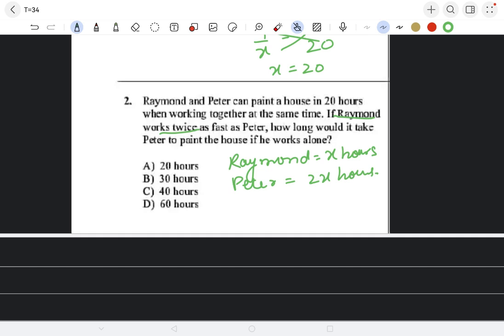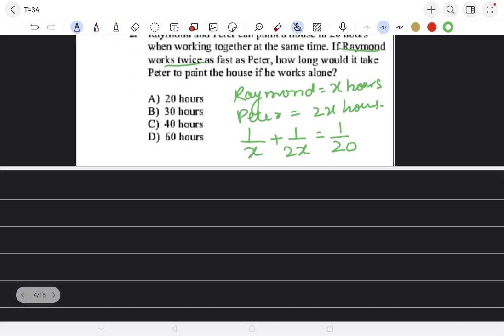They want me to write Raymond 2X because they ask if Raymond works twice, that means 2X. Twice means he's faster. So if he's faster, would you think he will take less time or more time? What's the need to work faster if he has to spend double time? So just solve it conceptually. Raymond takes X hours and Peter takes 2X hours. And collectively they are taking 20 hours. So your work rate is going to be 1 over X for Raymond and 1 over 2X for Peter. And collectively it will be 1 over 20.